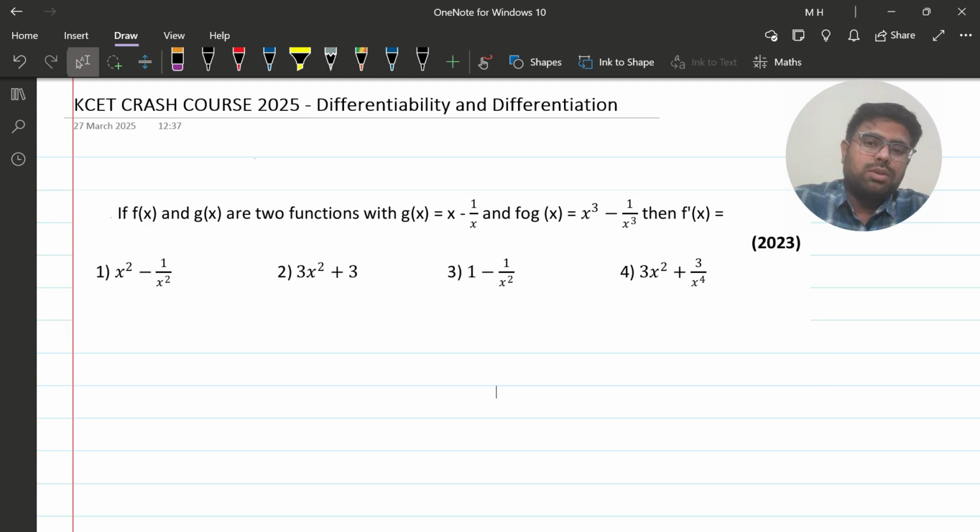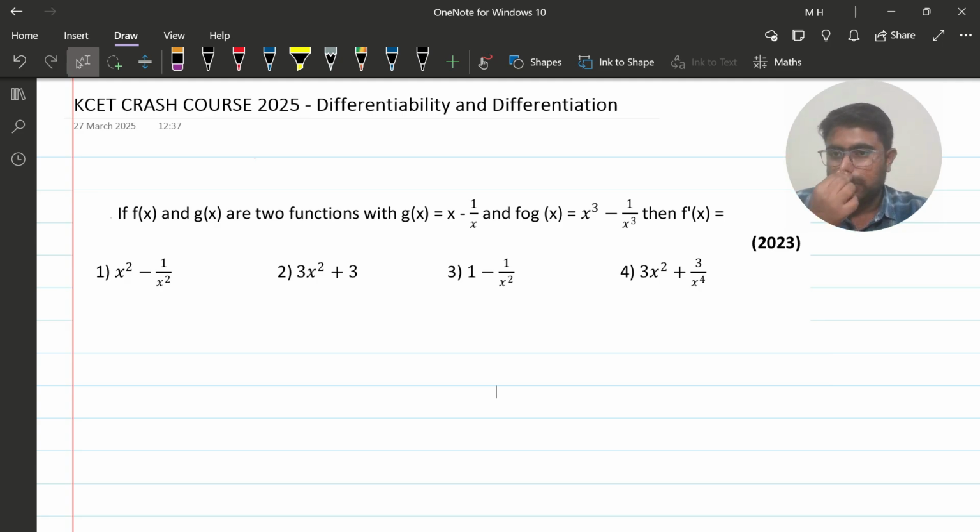After this lecture, you can take up more previous year questions from this chapter, and there are quite a lot of MCQs from differentiability and differentiation. So you can take up those and practice well. Without any further delay, let us take up a few previous year questions, and if there is any theory revision required, I will do it then and there.